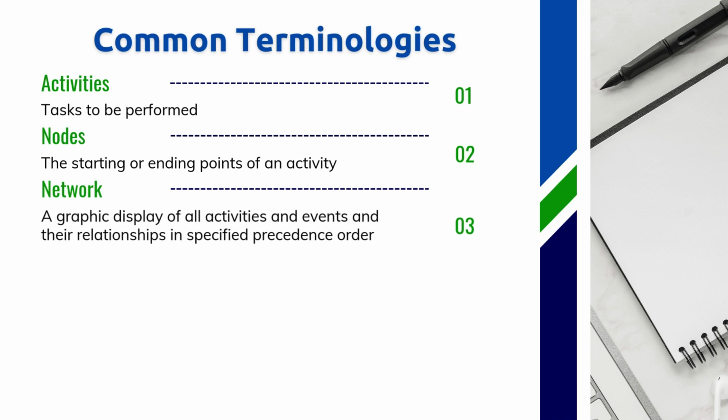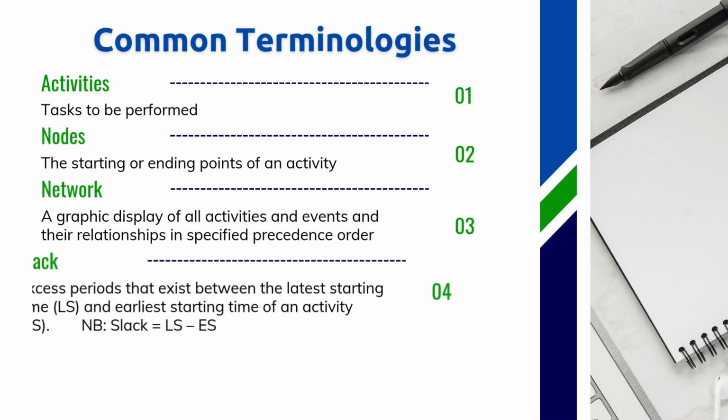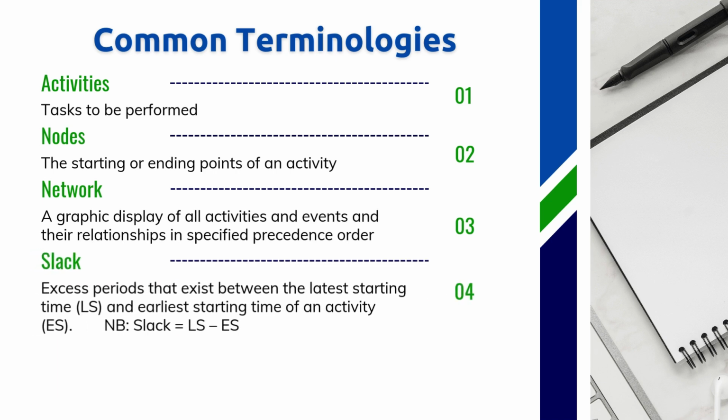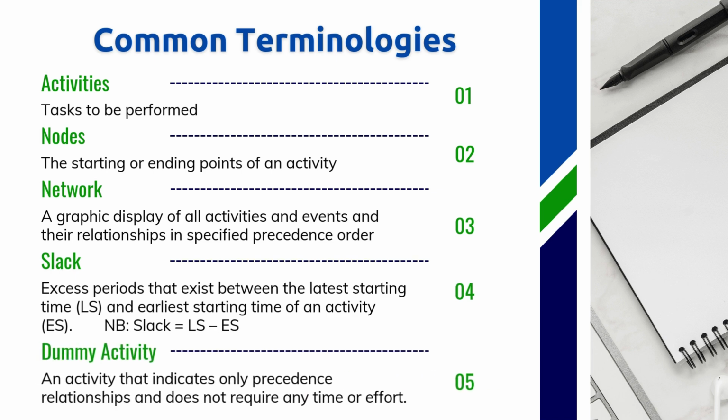Then another important terminology is the slack. The slack represents an excess period that exists between the latest starting time and the earliest starting time. So the slack is calculated as the latest starting time minus the earliest starting time. Then the dummy activity. The dummy activity indicates a precedence relation that doesn't require any time or effort. It's just a figurehead.